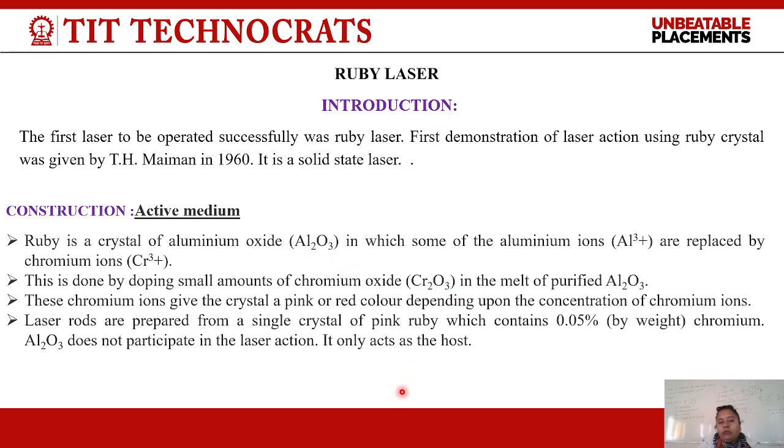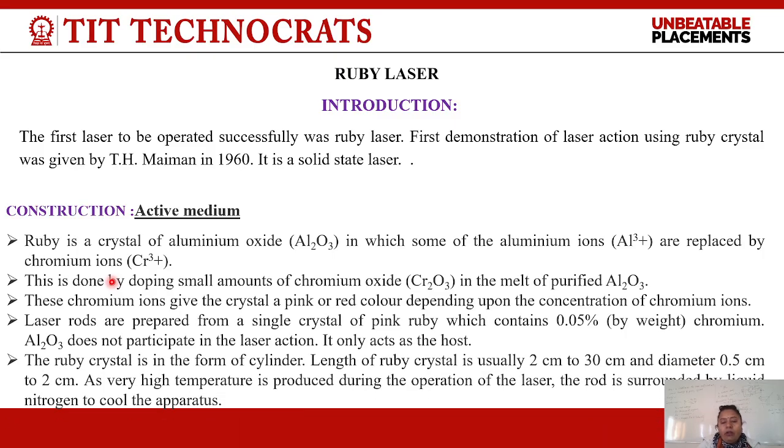Then the Al3+ ions are replaced by chromium ions through this doping, and the color of the crystal changes. It slightly becomes pink or red, depending upon the concentration of chromium ions. So in this way, we have created the first component of the laser, which is known as the active medium.